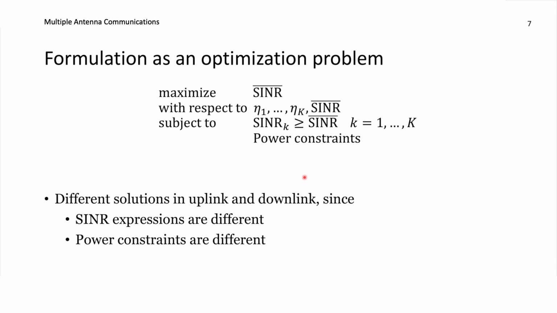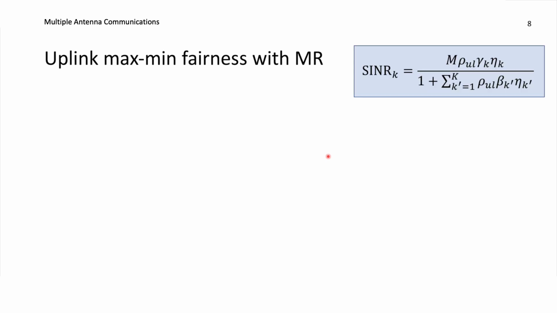I won't show you exactly step by step how to solve this optimization problem, but I will present you with the solution. You can find the derivation in the Fundamentals of Massive MIMO book. And then, given that solution, I will also explain why it makes sense. So let's start with the uplink maximum fairness case.